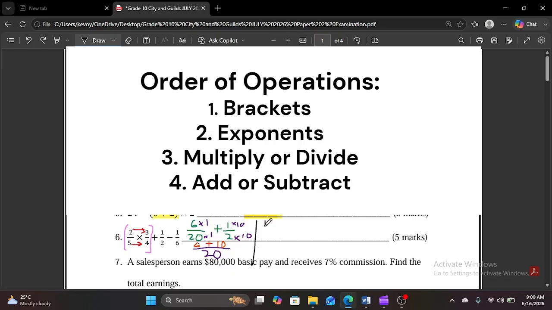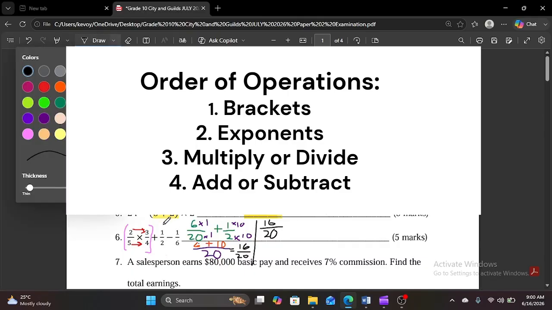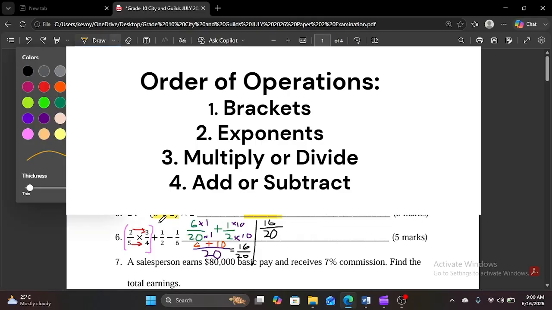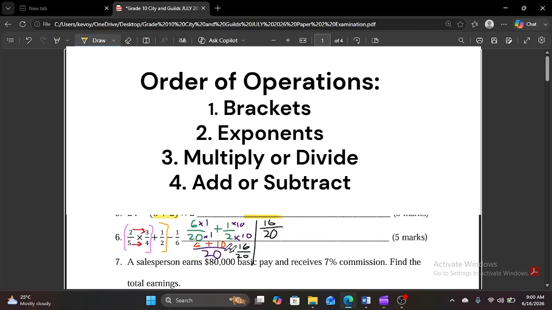Let's write it a little bit bigger. So that's going to be 16 over 20, because if I add these two, I'm going to get 16 over 20. After I added a half to it, I multiplied first to get the 6 over 20. Then I add the half. That's what I did right there.